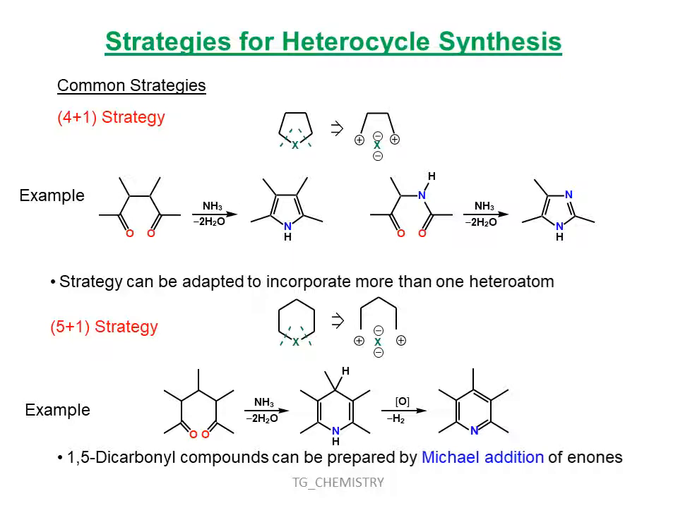Similarly, if we choose suitable substrates, we can get the imidazoles and their derivatives as well. So with this strategy, we can incorporate more than one heteroatom into the molecular structure of a 5-membered heterocyclic system. Now, 1,5-dicarbonyl compounds, which can be prepared by the Michael additions of enones, may be used in the 5 plus 1 strategy. And when the 1,5-dicarbonyl reacts with ammonia, dehydration followed by further oxidation may lead to the formation of pyridine derivatives.